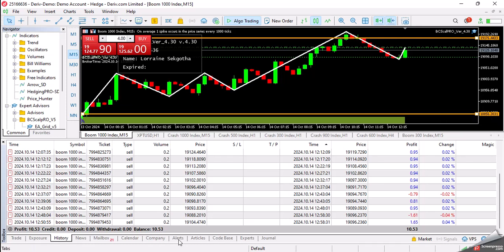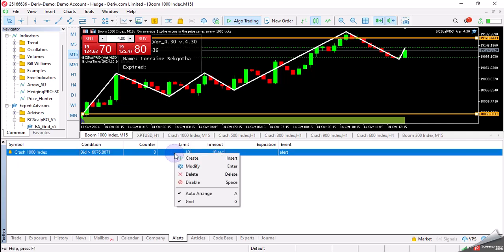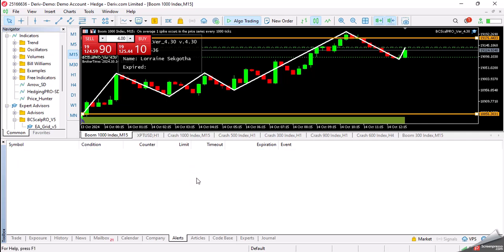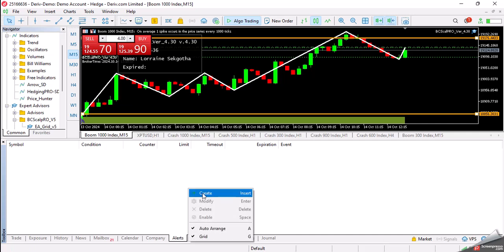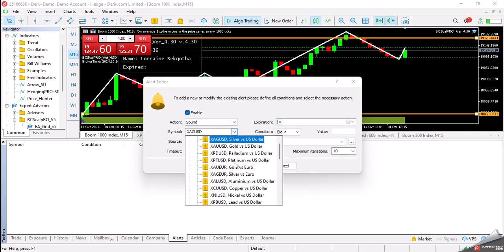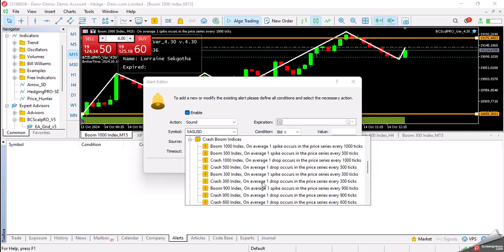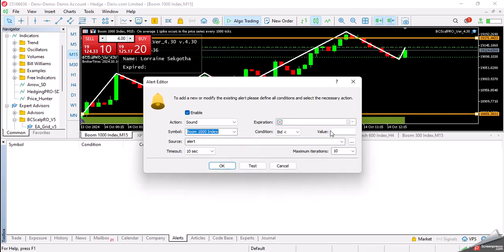For me not to sit on my computer, because I'm a lazy person. I don't want to sit in front of my computer. Let me do something for us here. Delete. Then I come to alert. Right click on alert. Create my alert. My asset is Boom 1000. I'll look for it. This is Boom 1000.